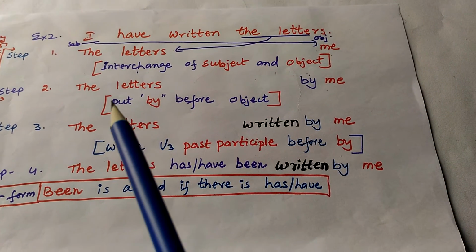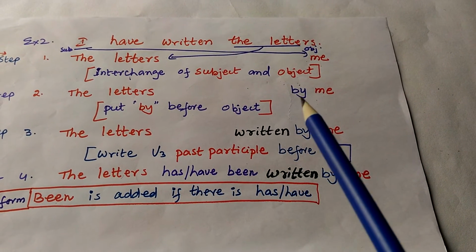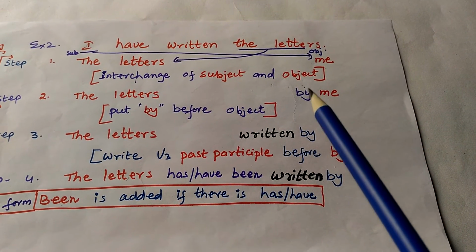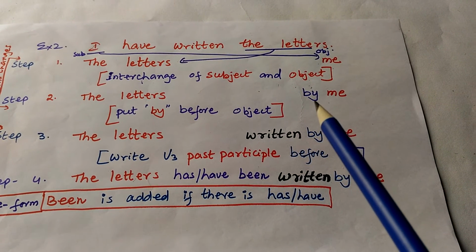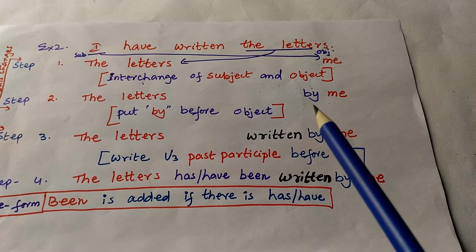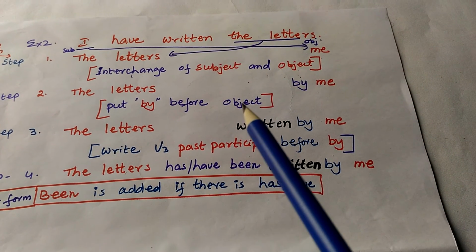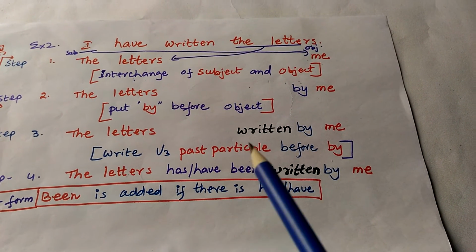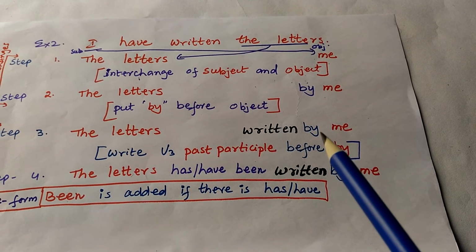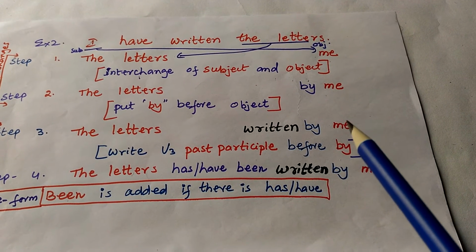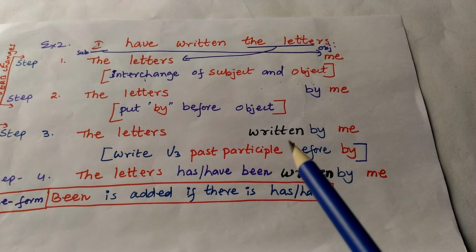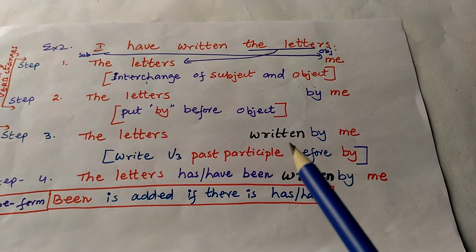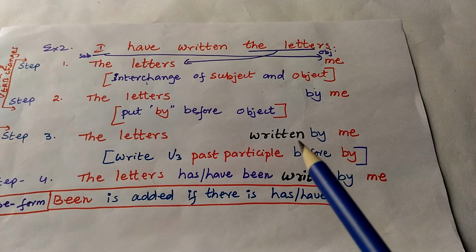The letters and me are the subject and object which are interchanged. And then we have to add by before object. This is the second rule. The letters by me is the change we have made previously. And now the third change is that we have to add verb 3, that is past participle, before by.